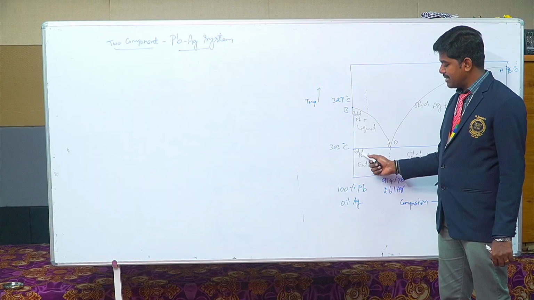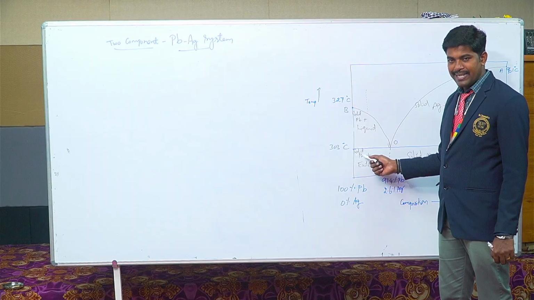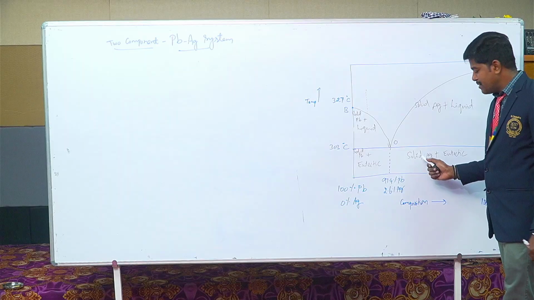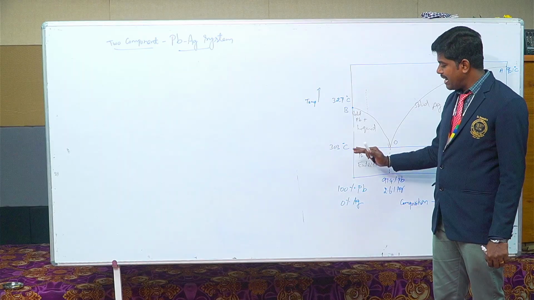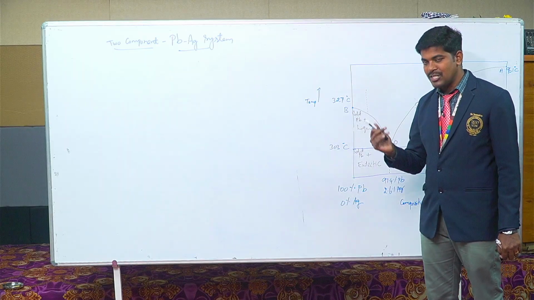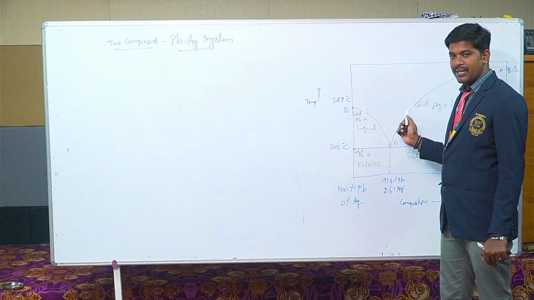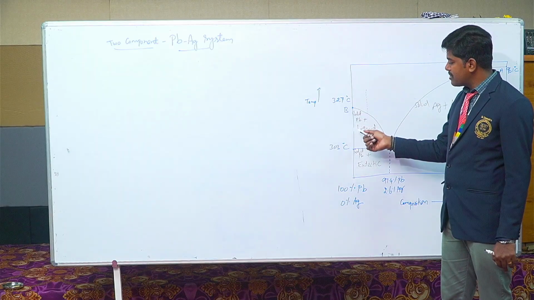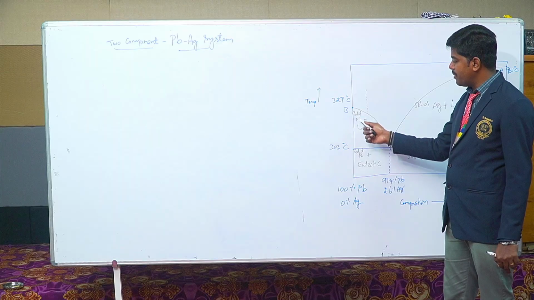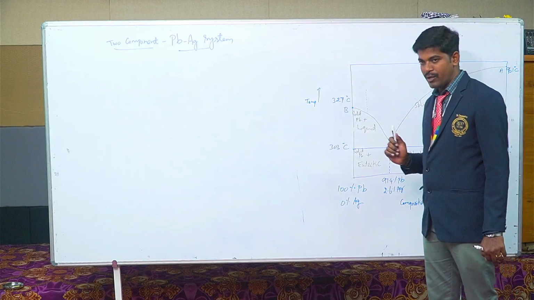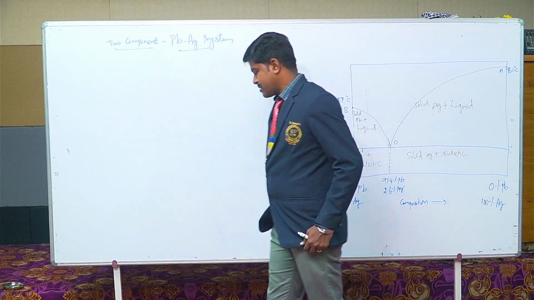So at this area, it is existing as solid lead and eutectic. Here it is existing as solid silver plus eutectic. After 303 centigrade, it has started melting, so here is a mixture of liquid and solid. What are the things present here? Solid lead and liquid. Here, solid silver and liquid. So these are the things present here.